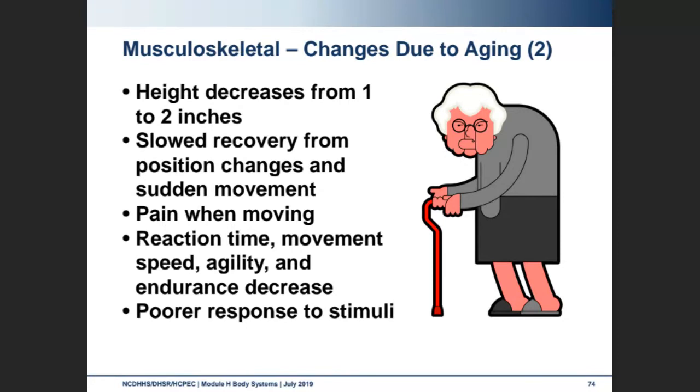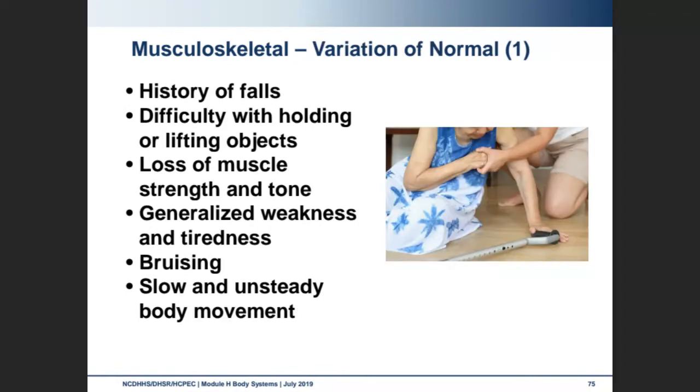These things all change gradually as we age, but when we see the following things, these are considered more of a variation from the normal and something we want to make sure is brought to the attention of a nurse. If we have a resident or patient who has reported a history of repeated falls, that's important. If we have a resident or patient who has difficulty with holding or lifting an object, if we notice a loss of muscle strength or tone, an increased and generalized weakness or tiredness, bruising, or slow or unsteady movements, these are all things we want to report.